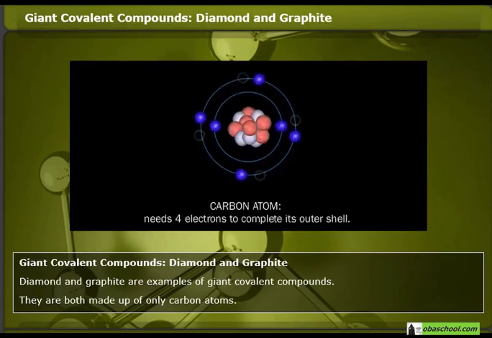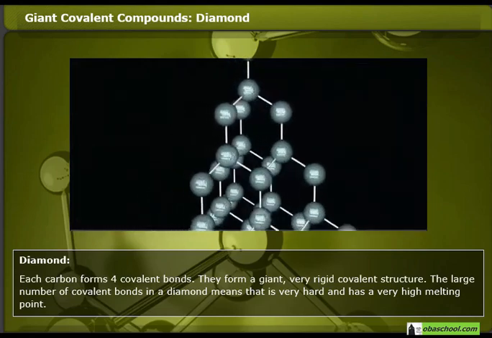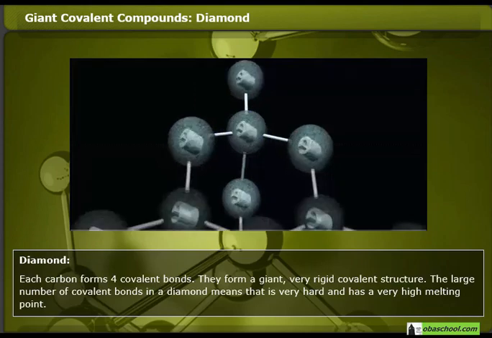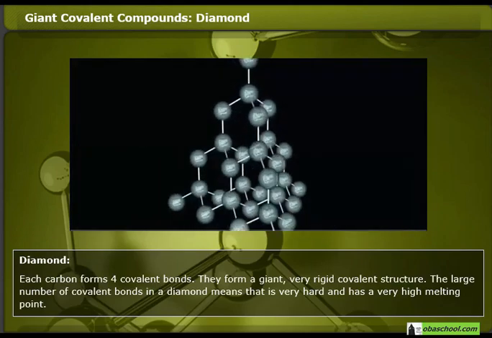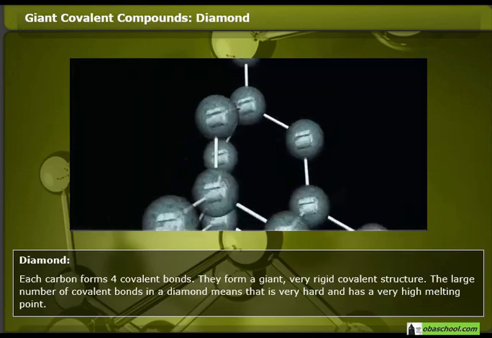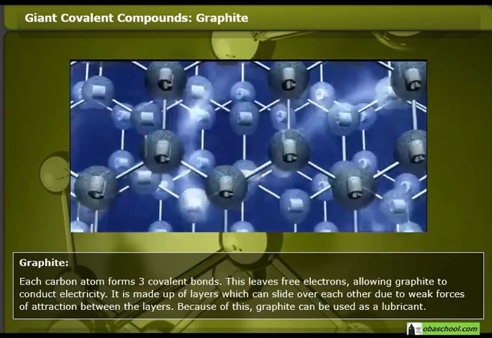Diamond and graphite are examples of giant covalent compounds. They are both made up of only carbon atoms. Each carbon forms 4 covalent bonds. They form a giant, very rigid covalent structure. The large number of covalent bonds in a diamond mean that it is very hard and has a very high melting point.